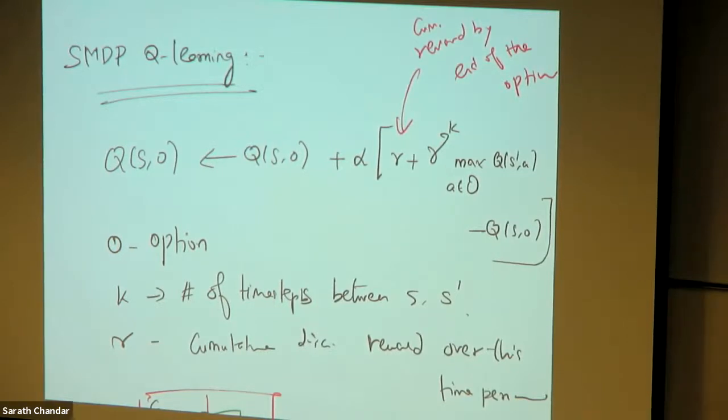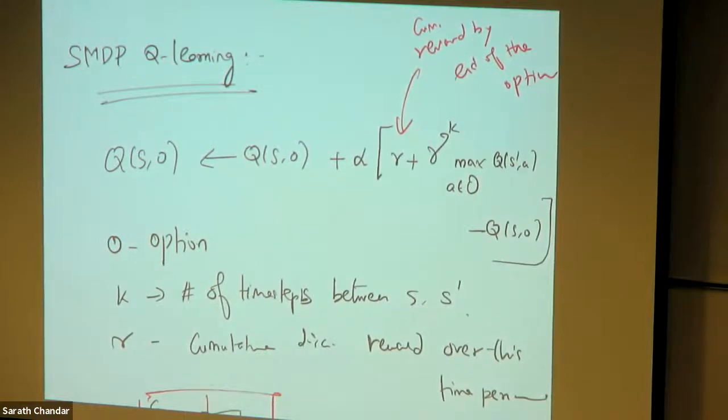The limitation is that it learns only after finishing an option. So in some sense, what is happening inside the option is completely hidden from this update. Let's say from state S you take 10 steps to reach S dash. This update jumps from S to S dash. However, within this option there are 10 time steps, and in those you are taking some primitive actions, some subsequences of primitive actions.